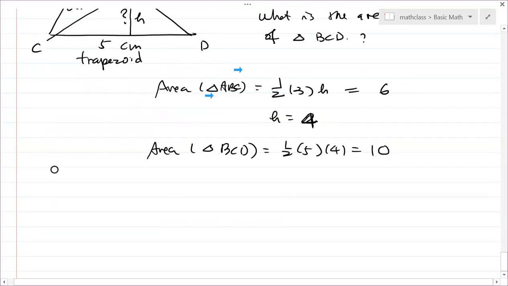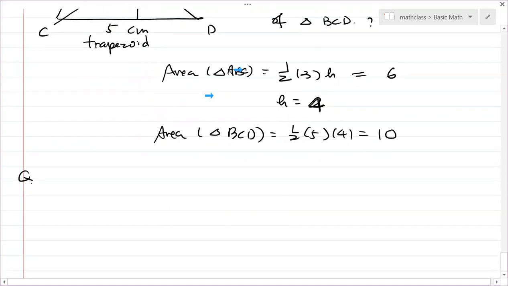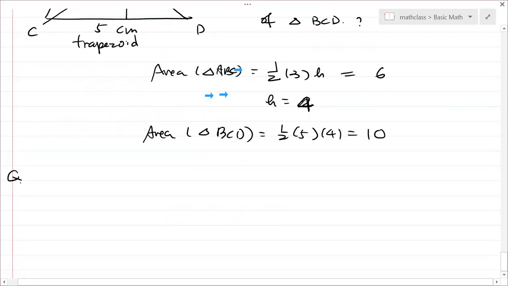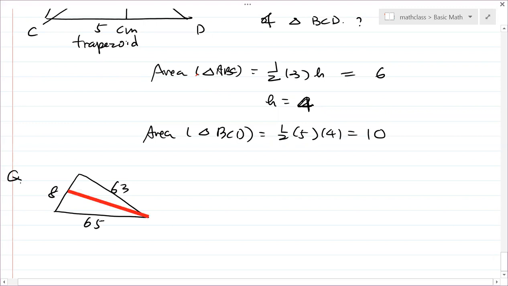Okay, let's have a quick review on the problem. Okay, we have a triangle, right? This side is 8, the other side is 63, and this side is 65. What is the area of the triangle?